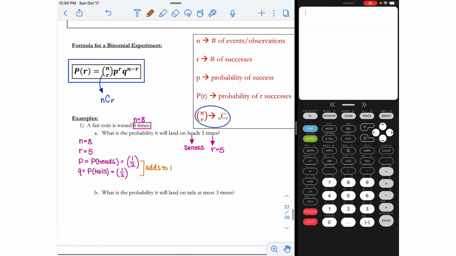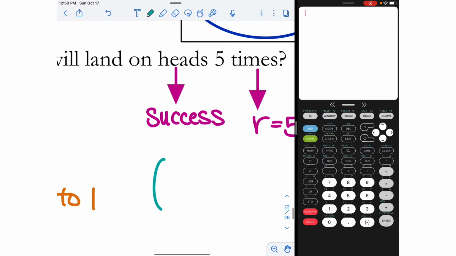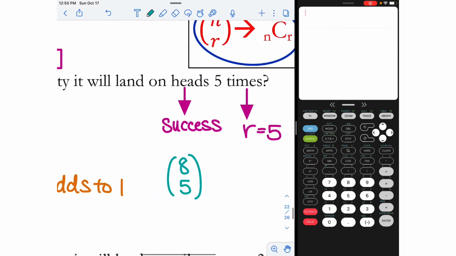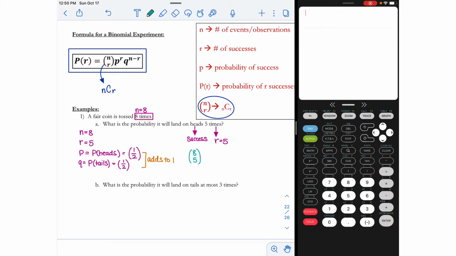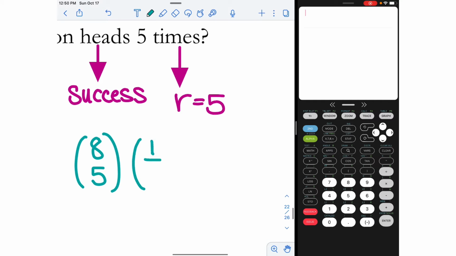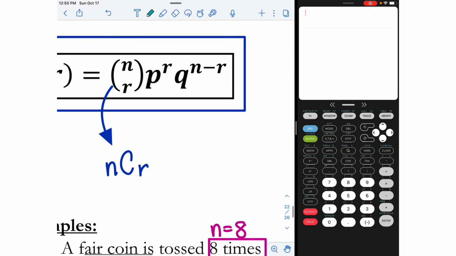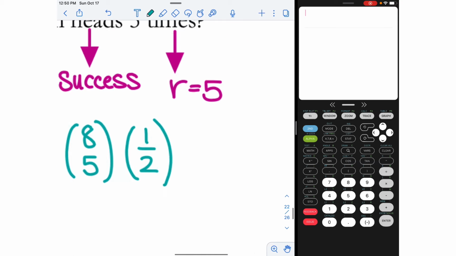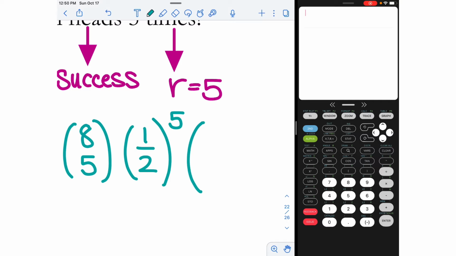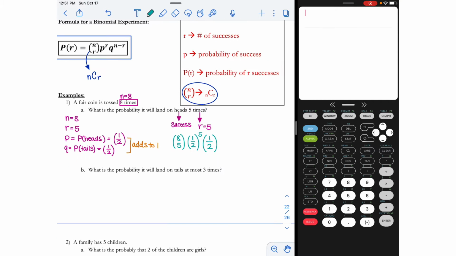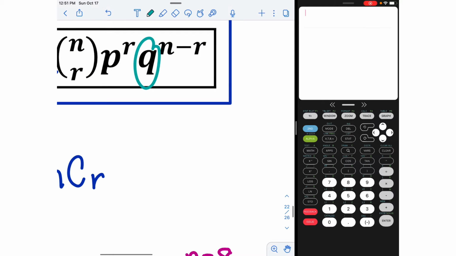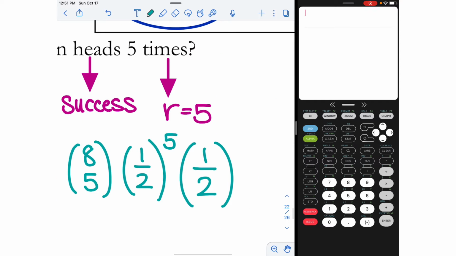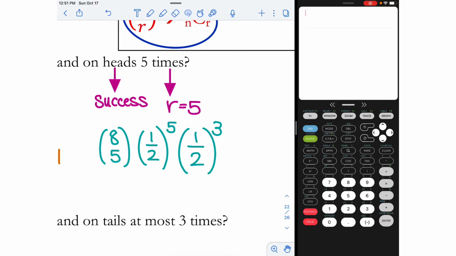What else do I need to know? I have the N, I have the R, I have the P, I have the Q. I'm ready to do the formula. If you look at the formula, those are the only letters I need. So here is how it goes. N choose R is 8 choose 5. P is 1/2 raised to the R, which is 5. Q is the fails, so that's also 1/2. And then N minus R is 8 minus 5, which is 3. So this is it.